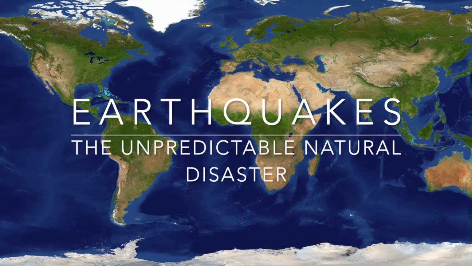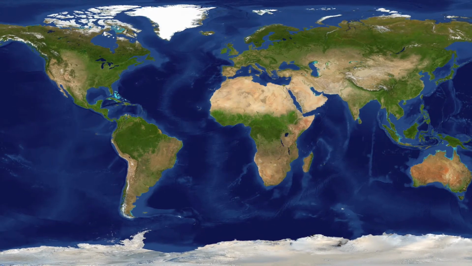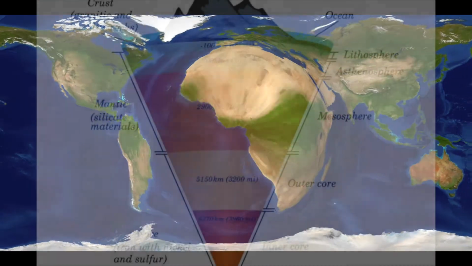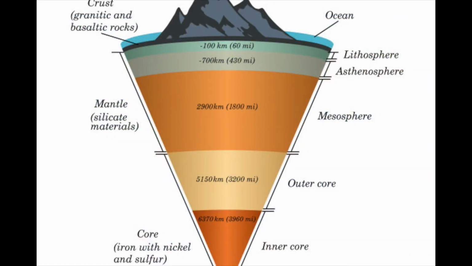Earthquakes. We've all heard of earthquakes, but what are they and how do they happen? An earthquake is tectonic plates quickly shifting at the fault line, which causes the top layer of Earth to shake. But that's a little confusing, so let's break this down.